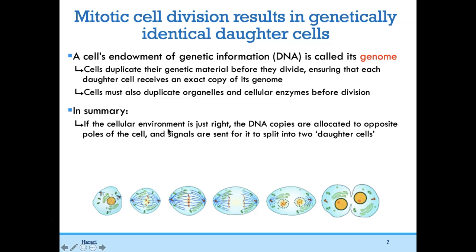So what we will see over the course of this lecture is that when the cellular environment is just right, the two copies of DNA will be allocated to separate ends of the cell. We call those poles, like the North Pole and the South Pole. There are two different poles to the cell. So the DNA copies will be separated to opposite poles of the cell, and then a signal will be sent to split the cell into two daughter cells. That's the process we're going to see today.